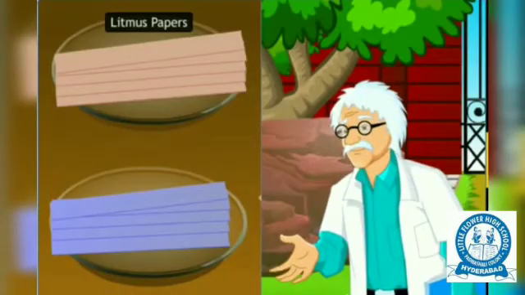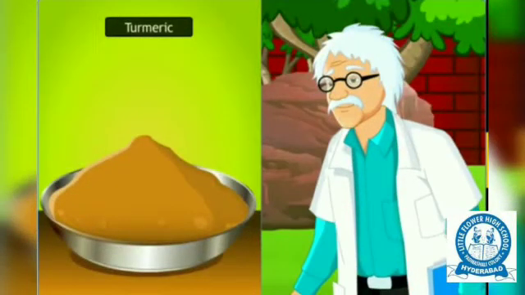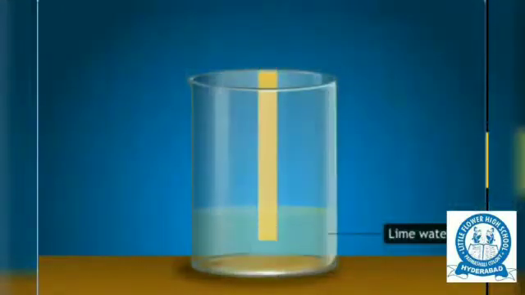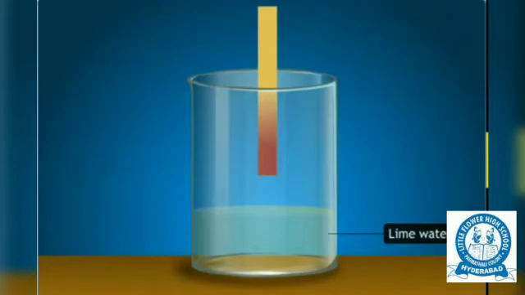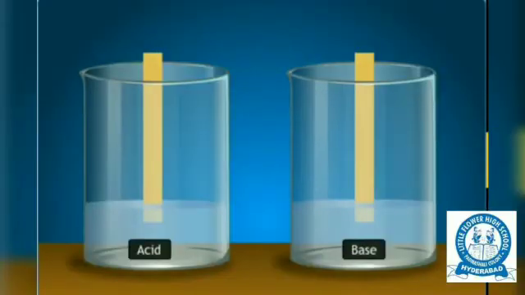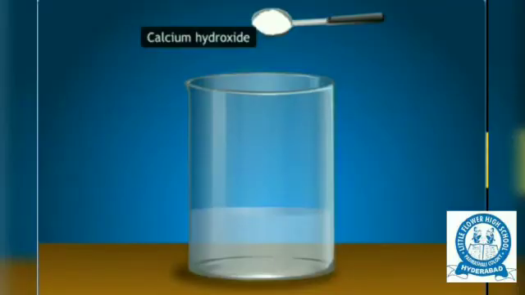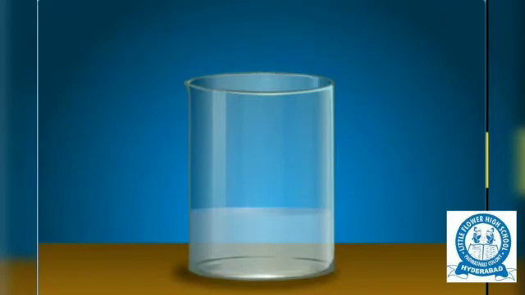We have been using litmus as an indicator. Another natural indicator is turmeric. Let's try that now. I have made these strips of turmeric paper by spreading some turmeric paste on the paper and drying it. It's changing color. That's right. Turmeric changes color to indicate acidic and basic substances. It is yellow in acids and reddish-brown in bases. Lime water contains calcium hydroxide, which is a base. That is why the turmeric is turning reddish-brown.